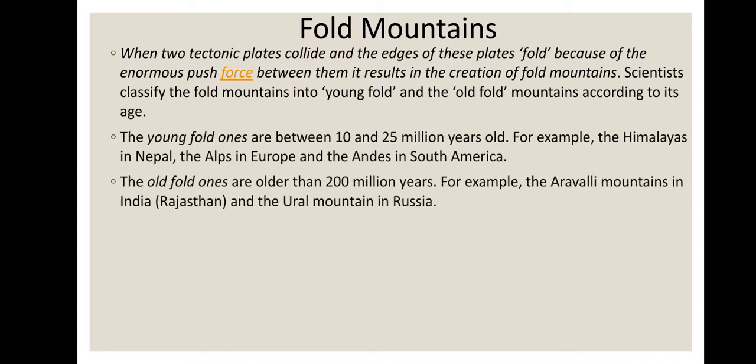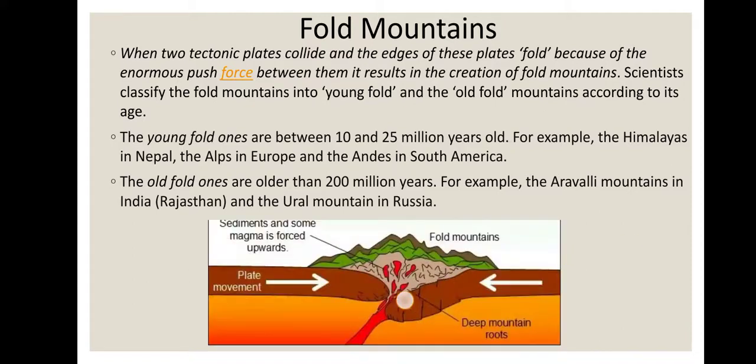The old fold ones are older than 200 million years. For example, the Aravalli Mountains in Rajasthan, India, and the Ural Mountains in Russia. Here you can see the process of fold mountain formation. Here two different types of plates are moving toward each other and creating a mountain.